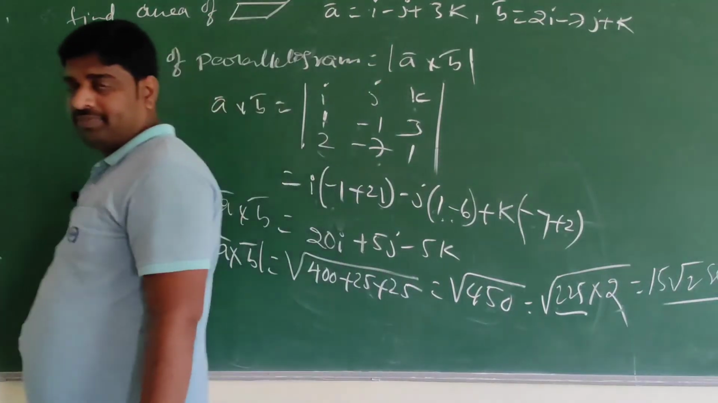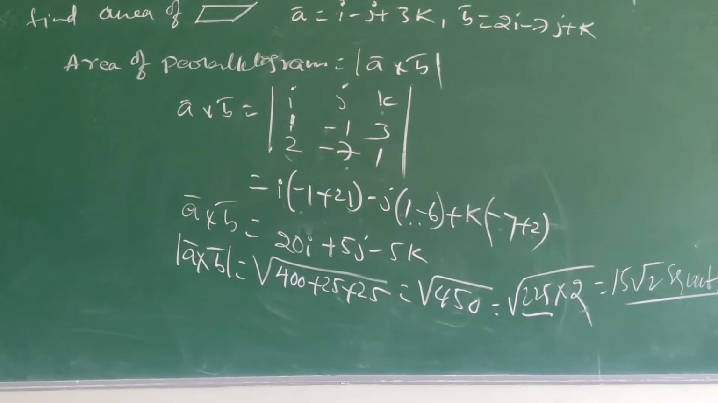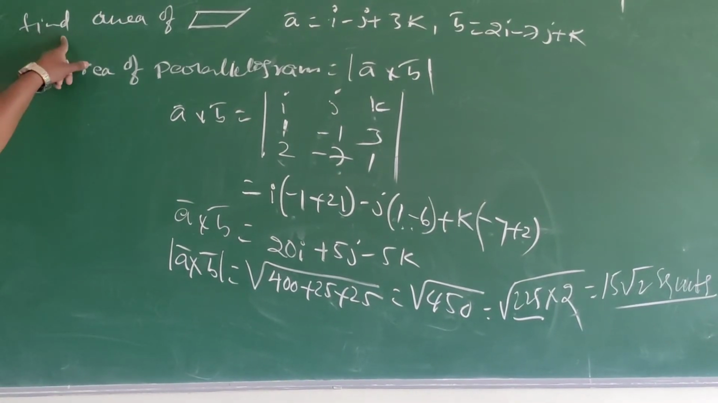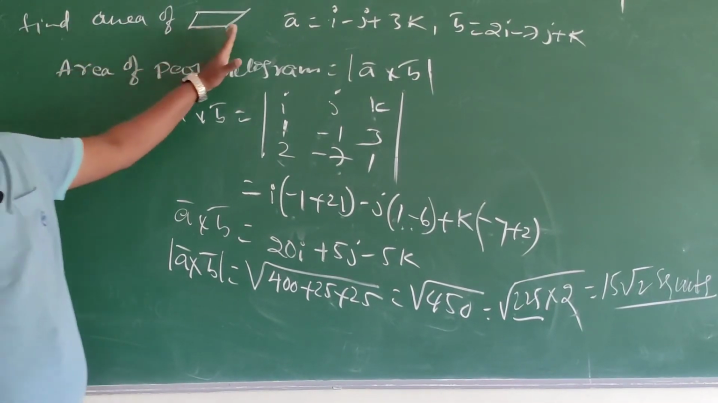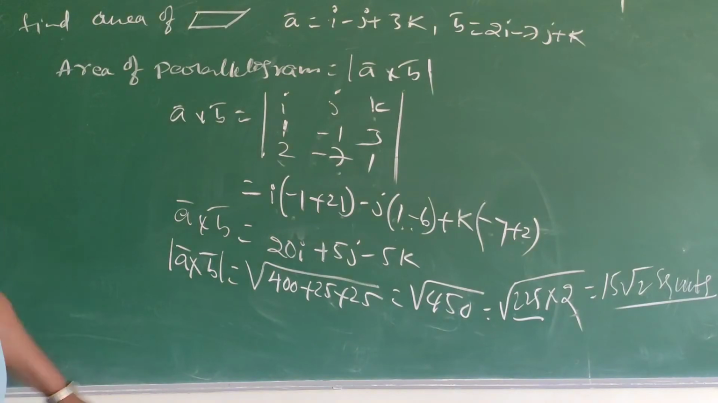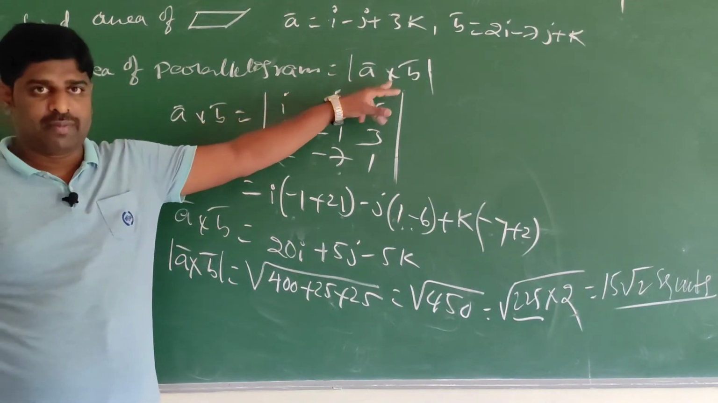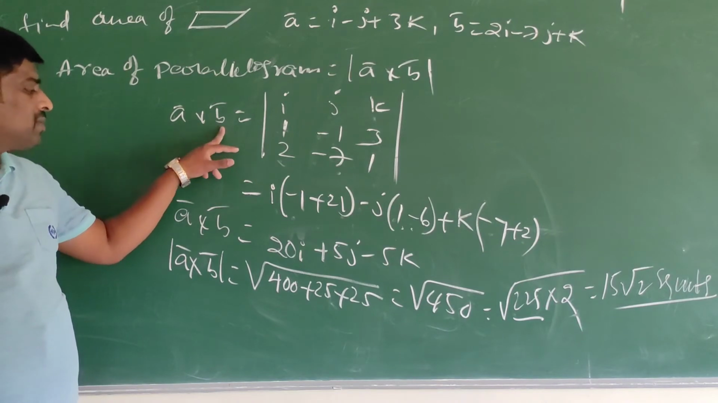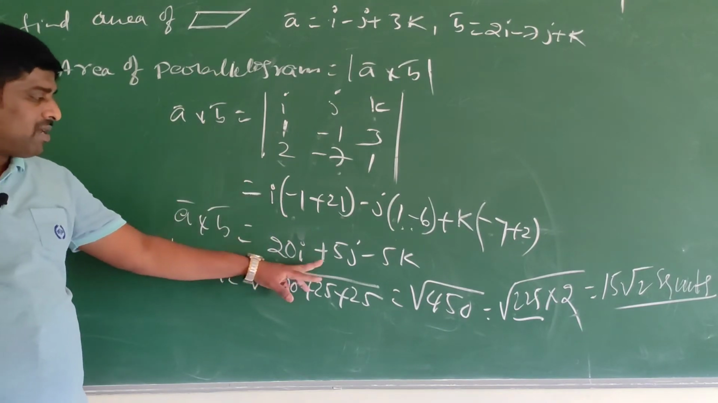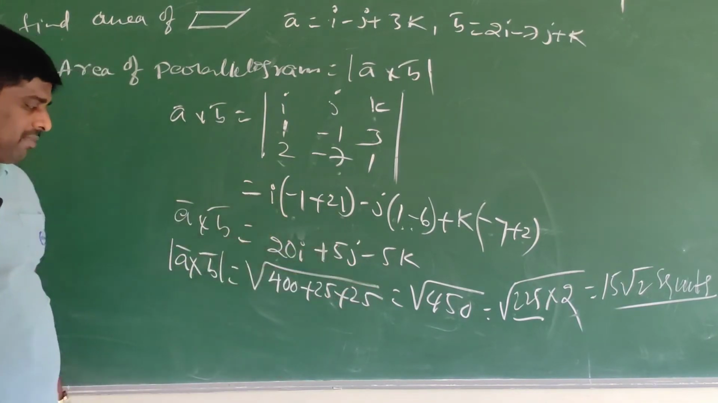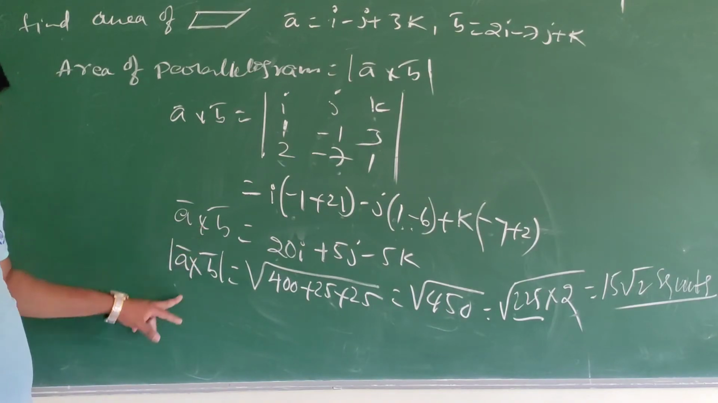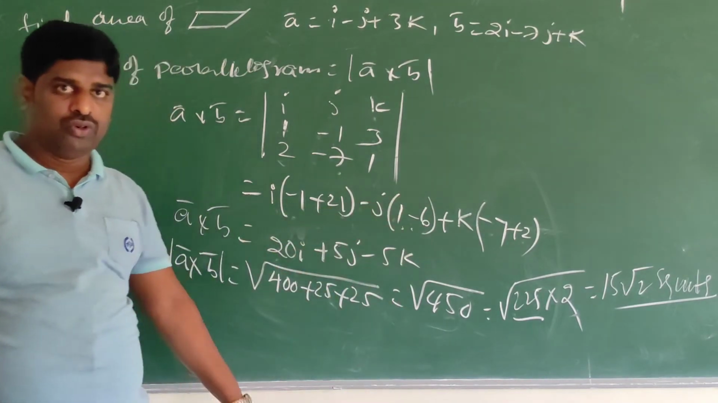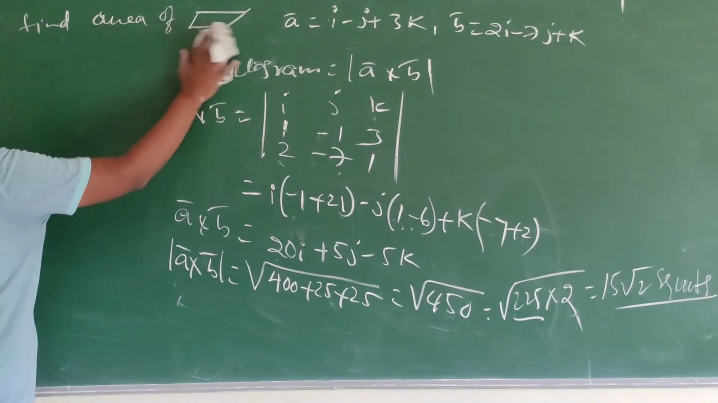We will move on. Next problem. I think all of you are clear. So find the area of a parallelogram. A bar and B bar are given. The formula is magnitude of A bar cross B bar. A bar cross B bar is 20i plus 5j minus 5k, and the magnitude of this is 15 square root of 2 square units. We will move on.